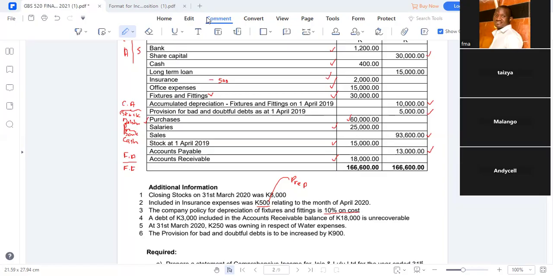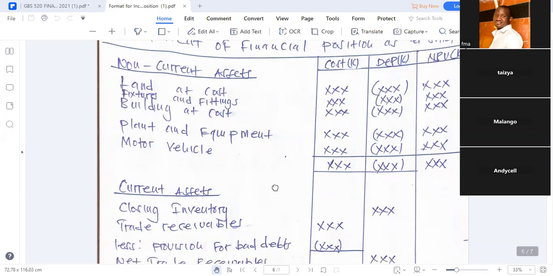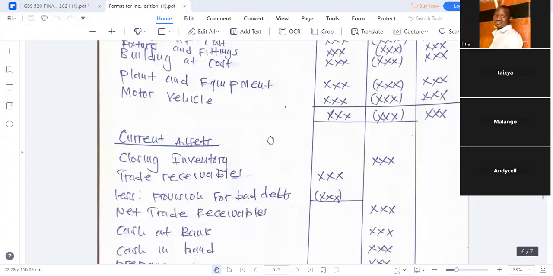Yes. Any questions? All right. So we can continue. So assets.